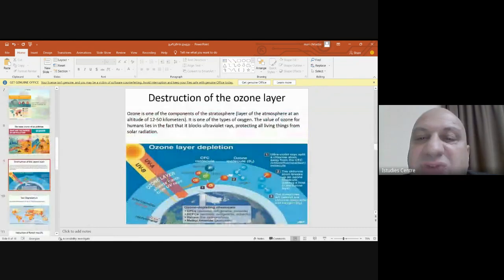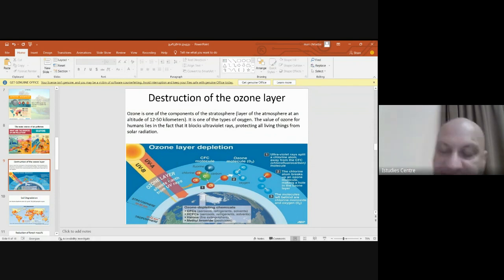With regard to the destruction of the ozone layer, it was discovered for the first time in 1985 by British scientists over the territory of Antarctica. We know that the layer in the atmosphere is at an altitude between 12 and 50 kilometers above the Earth, and it represents one of the types of oxygen, O3. The value of ozone for humans lies in the fact that it blocks ultraviolet rays, protecting all living beings from solar radiation.